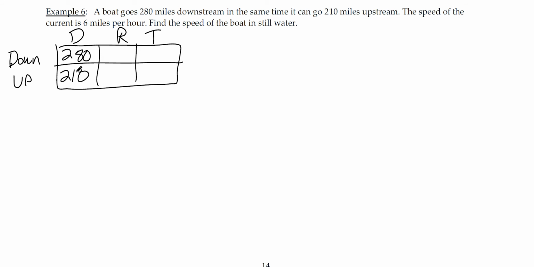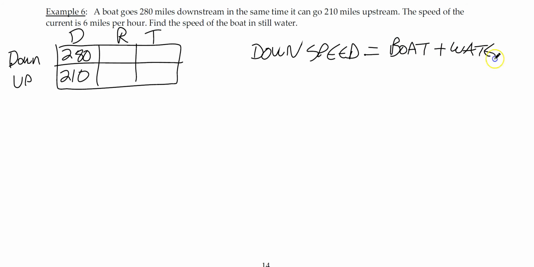Now, the rate is usually either given, like the previous problem, or it's one that you want to work out right away. Now, the speed of the boat in still water. Now, with the down speed, it is the boat plus the water, because you're always traveling the boat speed. The water speed, the current, speeds you up going downriver.